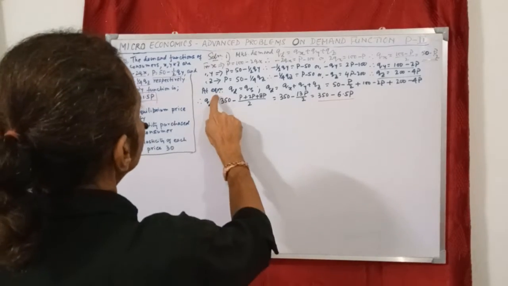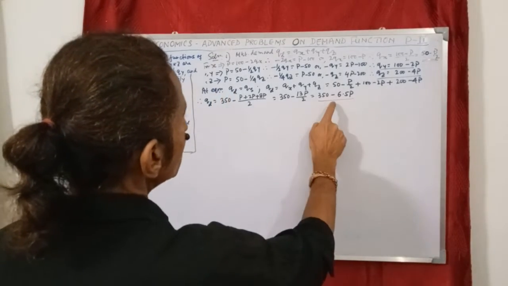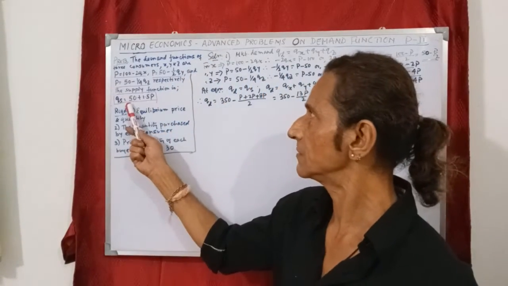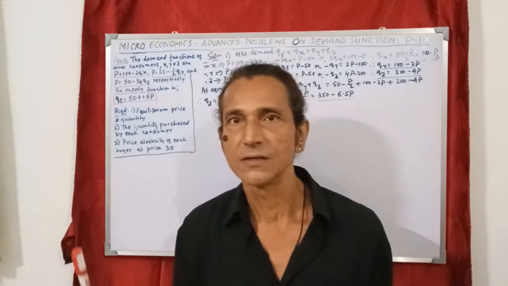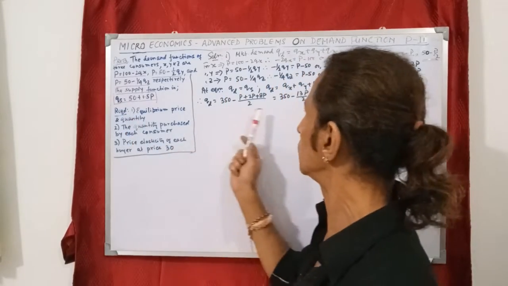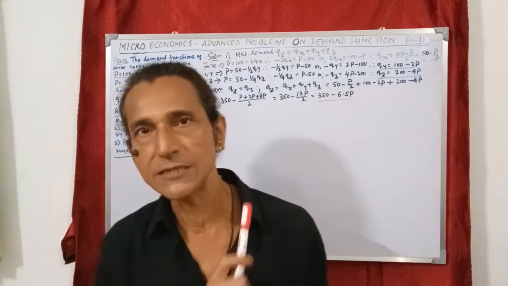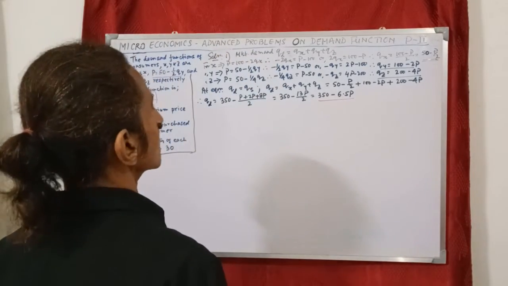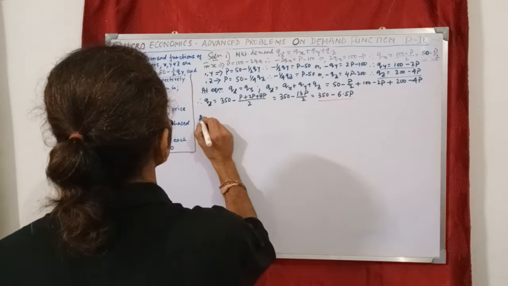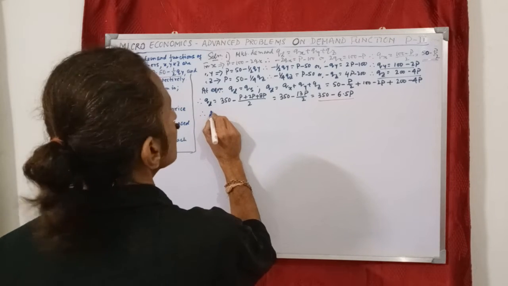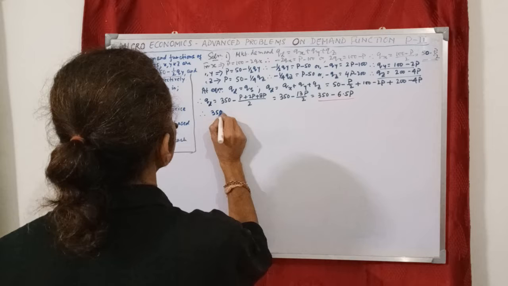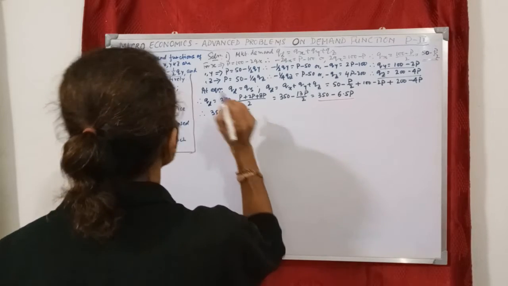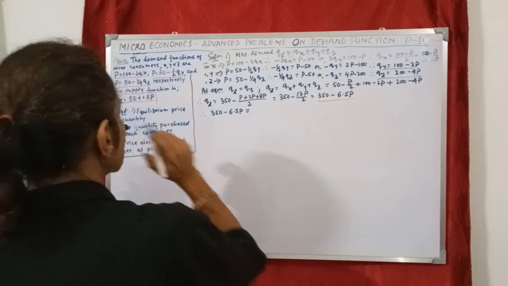Now we know at equilibrium QD equals QS. So this will be equal to QS, and QS is given here. The market supply is given here, that is 50 plus 1.5P. So if we equate QS and QD, we will get the equilibrium price and equilibrium quantity. Therefore, 350 minus 6.5P is equal to 50 plus 1.5P.